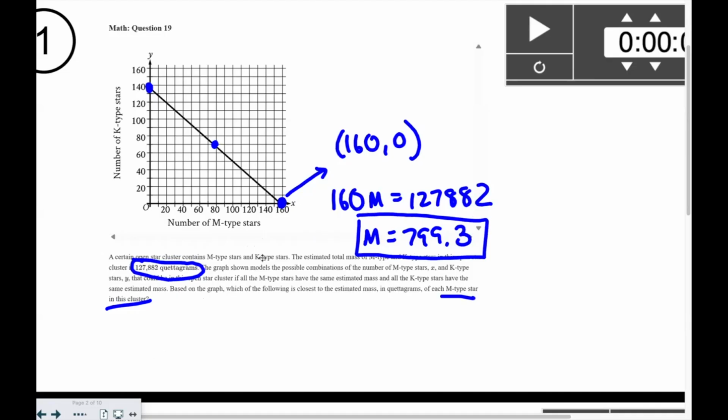All right. I've seen problems like this before, and the focus is to just pay attention to the intercepts. This intercept is when you have 160 of one type and none of the other. This intercept would have been 140 of the type K and none of the other, but that didn't really apply to this problem. Okay.